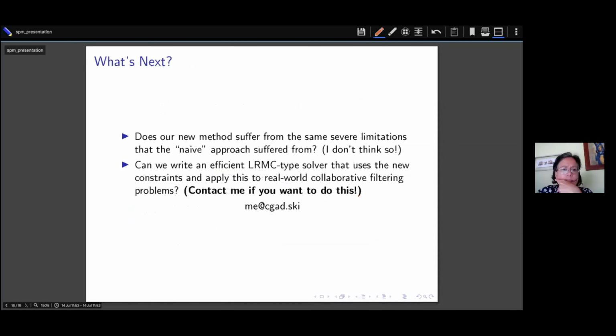Anyway, it seems like a pretty promising direction. It seems like it should be possible to write an LRMC type algorithm that uses this new methodology. And this might help you solve some collaborative filtering problems in the wild. It's pretty exciting. Unfortunately, I haven't had any time to work on this. So if anybody would like to contact me, that'd be great. Okay. That's my presentation.